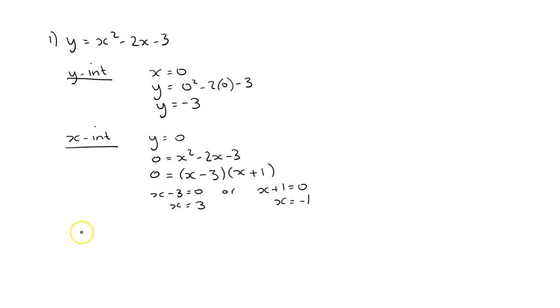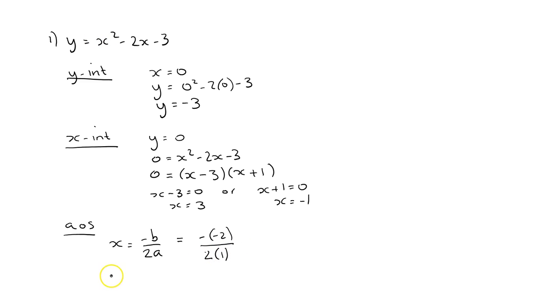Now for the axis of symmetry. And remember, for the axis of symmetry, x is equal to minus b over 2a. In this case, our b is minus 2. So it's minus minus 2 over 2 times a. And our a, our coefficient of x squared, is just 1.